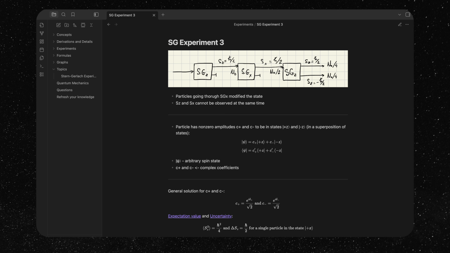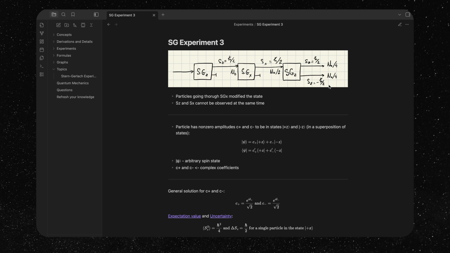It seems like spin-down atoms appear out of nowhere, but what's happening is that the measurement along the x-axis changed the state. It erased the earlier information about z. This illustrates that spin along z and spin along x cannot both be known with certainty at the same time. Another way to say it is that the particle leaving SGX is in a superposition of states along the z-axis.